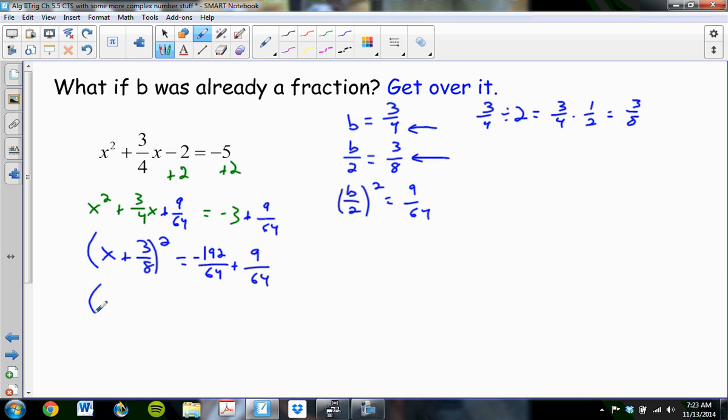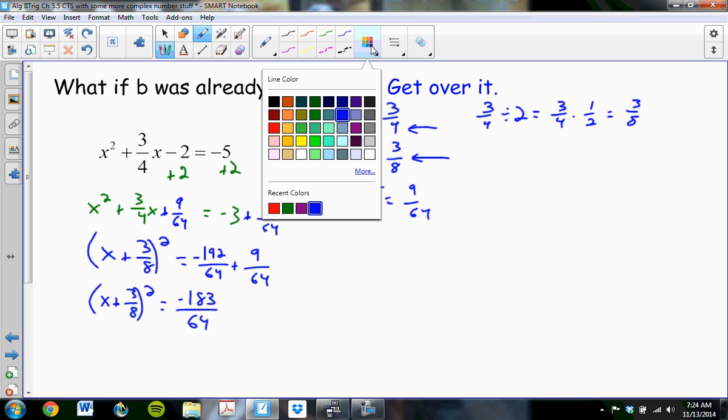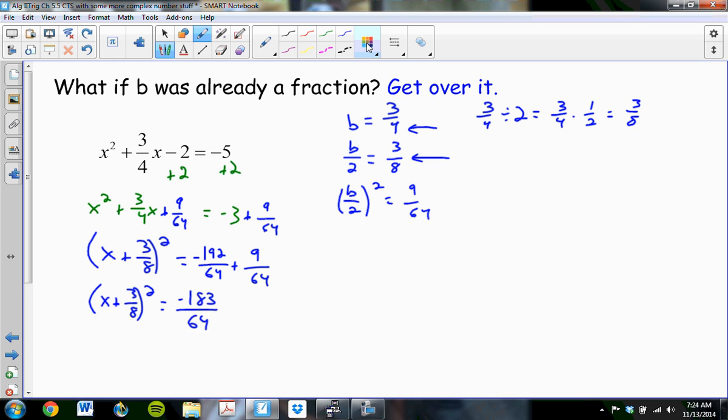So I have (x + 3/8)² = -183/64. I don't think that fraction can reduce. Even if it could, I wouldn't really want it to be, totally honest, because I want to be able to take these square roots. Take the square root of both sides.